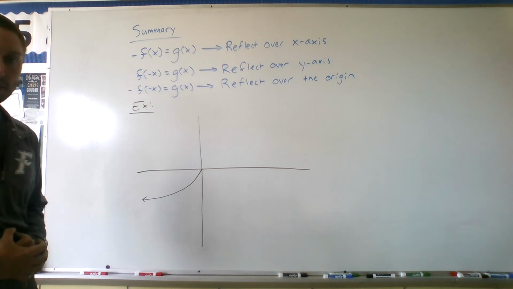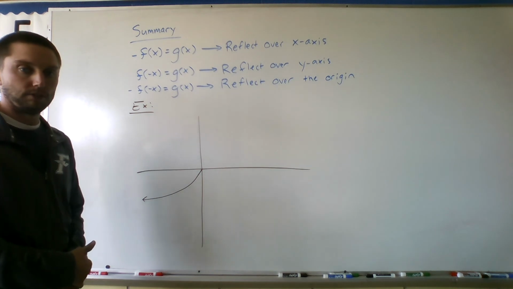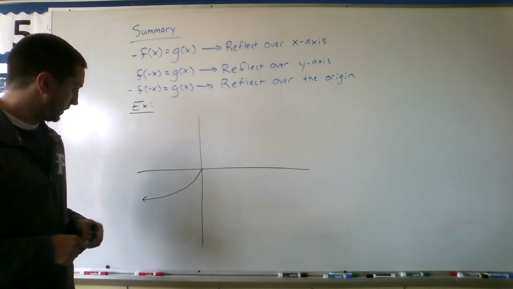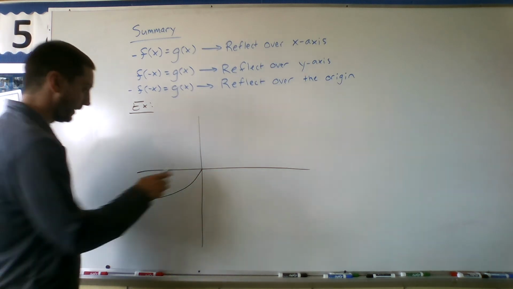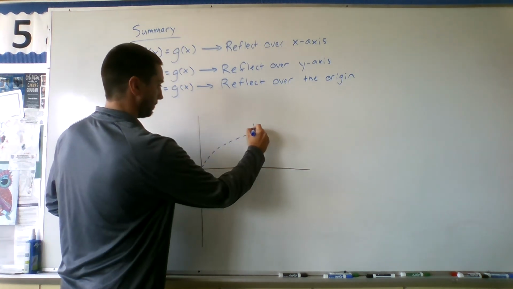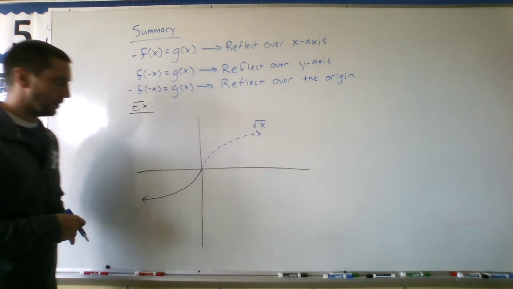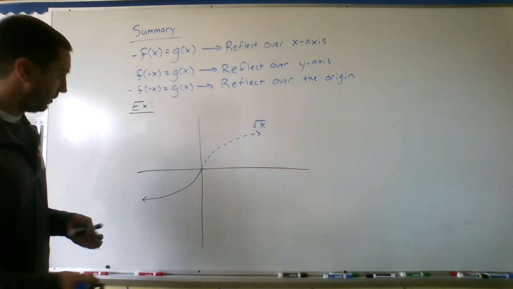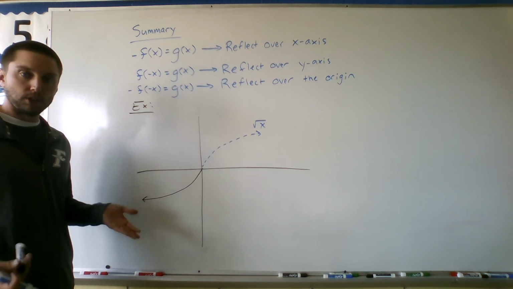Okay, and last example here, I want an equation for this function. All right, so step one is figure out what is my parent function. So this guy, the parent function is square root of x. Okay, so square root of x is my parent function. So what happened here? Well, it looks like it got reflected over the origin.